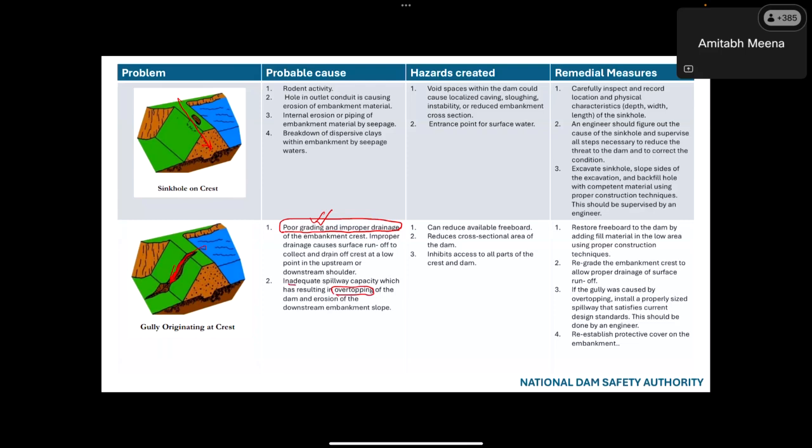So what we have to do is restore the freeboard by adding fill material in the low area using proper construction techniques, or regrade the embankment crest to allow proper drainage of surface runoff. If the gully was caused by overtopping, install a properly sized spillway that satisfies current design standards. This should be done by an engineer. Re-establish protective cover on the embankment.